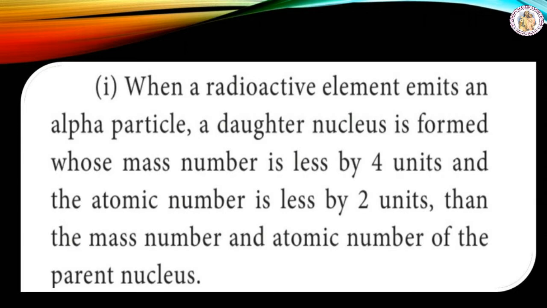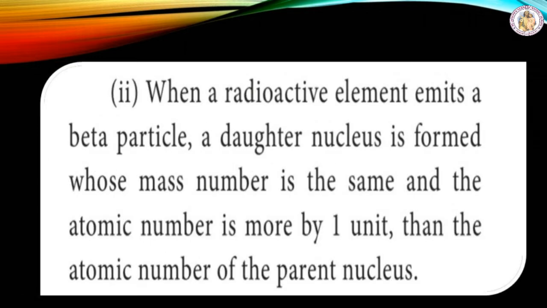So when an alpha particle is emitted, the parent nucleus, when it undergoes the decay process, forms a daughter nucleus. The daughter nucleus's mass number is less by 4 units and atomic number is less by 2 units compared to the parent nucleus. This is the first radioactive displacement law.